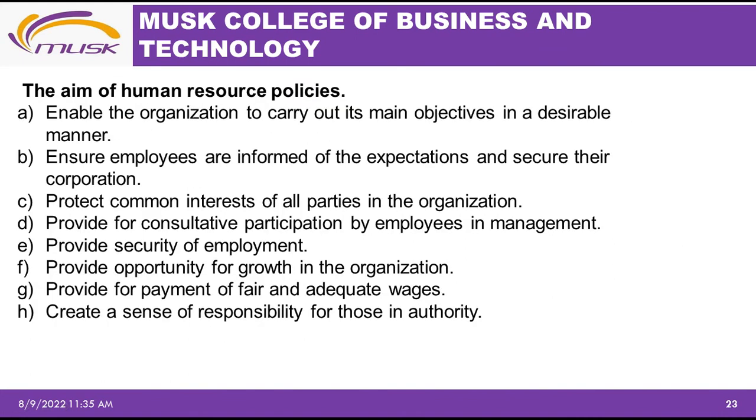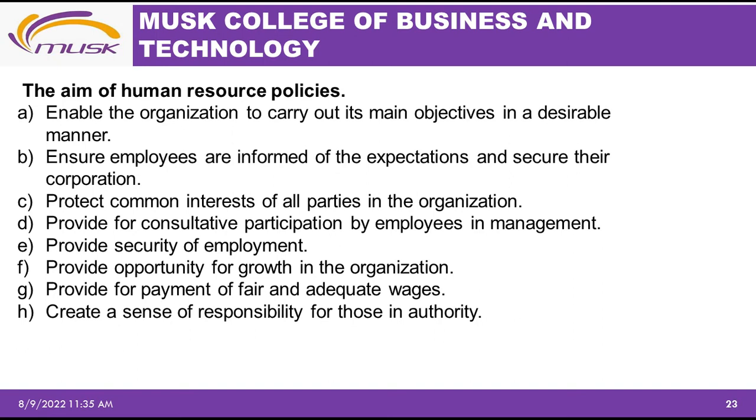The aim of human resource policies. So what are these guidelines meant to achieve for the organization? The first one is to enable the organization to carry out its main objective in a desirable manner. So the main objective would be having the right kind of promotion activities, the right kind of recruitment activities, the objective of profit maximization, the objective of growth. So we can develop policies around ensuring those things are working.